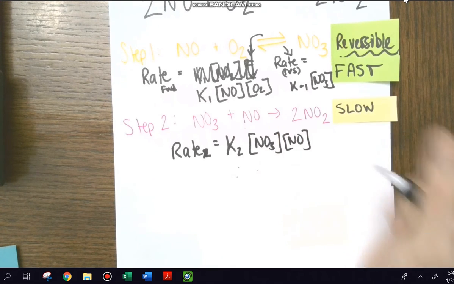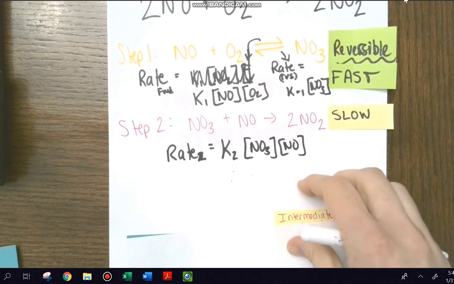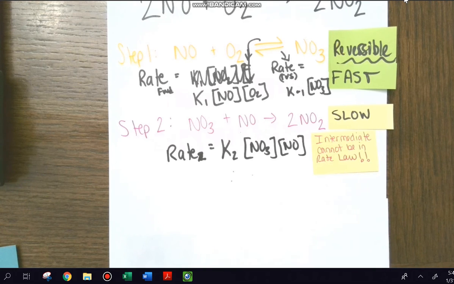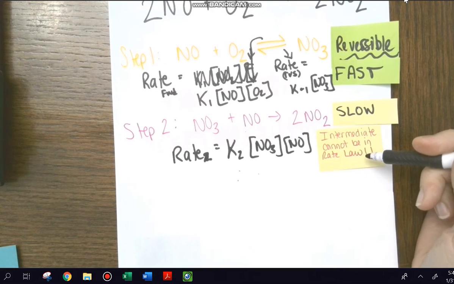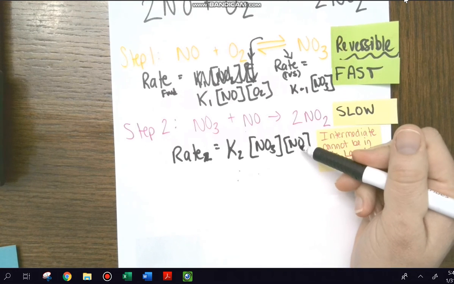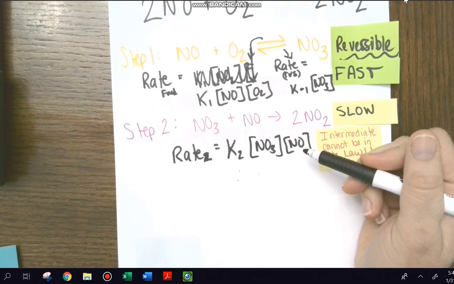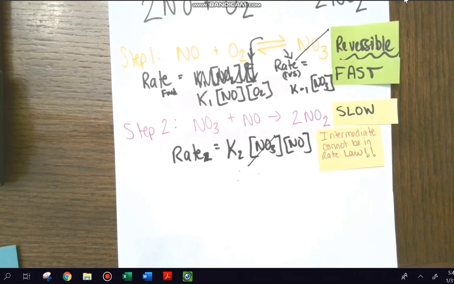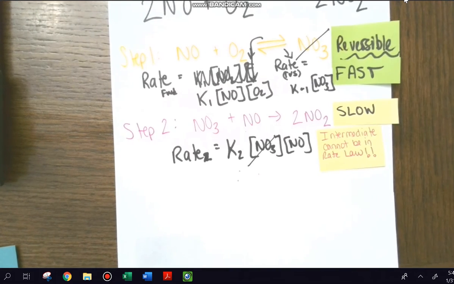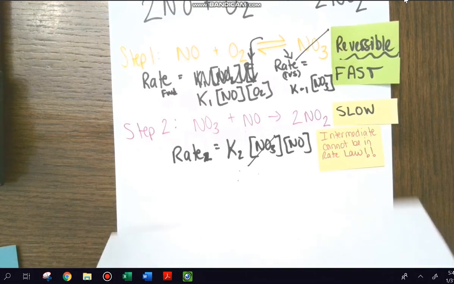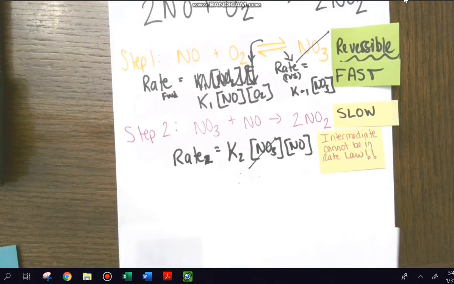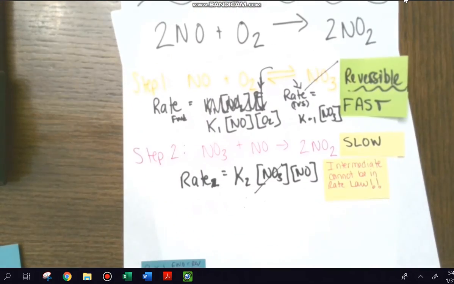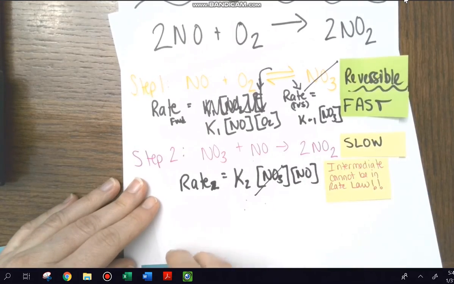and our NO. And remember what I told you in our last video: our intermediates cannot be in our rate law. And unfortunately here, NO is in our equation, but NO3 is an intermediate. It's right here. We cannot have it in our rate law. So that presents a problem. So what we're going to have to do at this point is work this out in a very interesting way. And let me show you that.